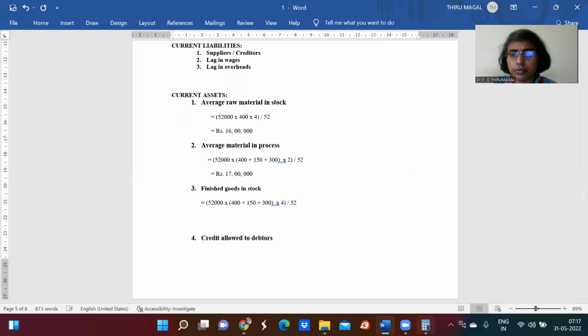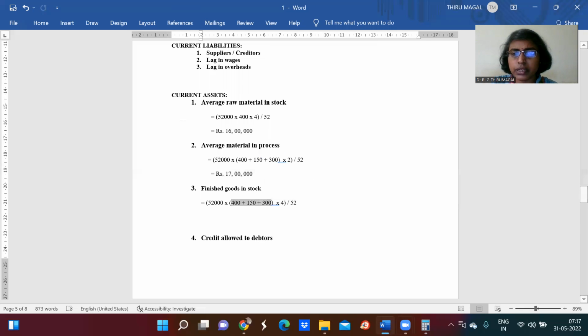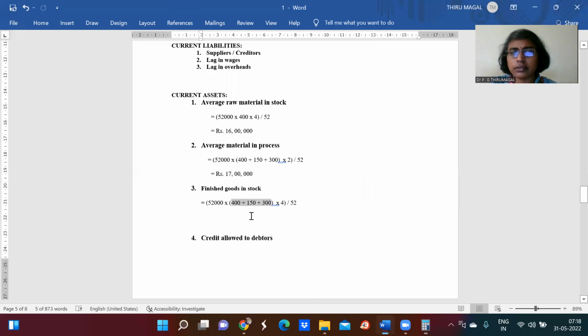Okay, so you can check here again. If you add all the 3, you will be getting 850. So 850 should be multiplied with 52,000, and this should be multiplied with the 4, and this should be divided by 52. We'll be getting 34 lakhs. So the value of finished goods in stock is rupees 34 lakhs.